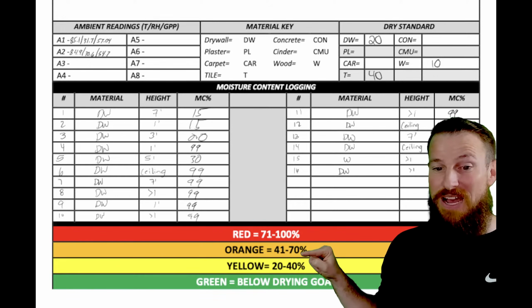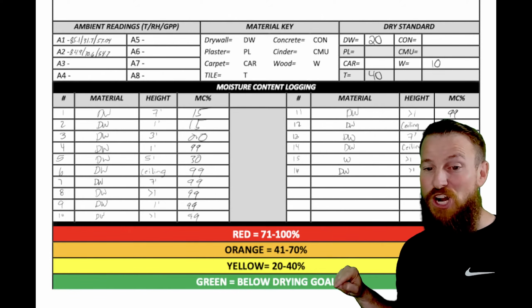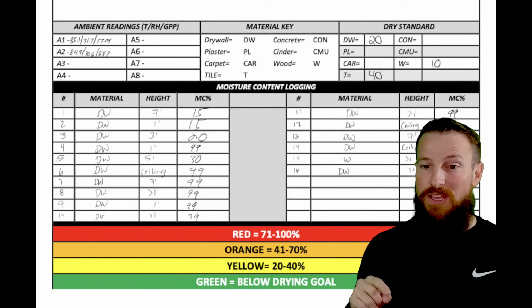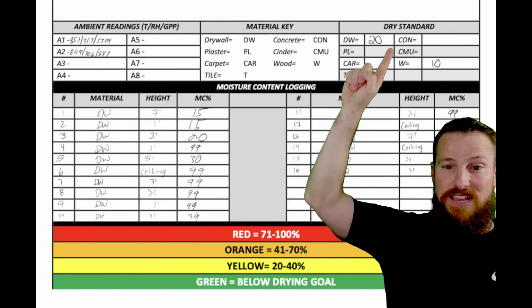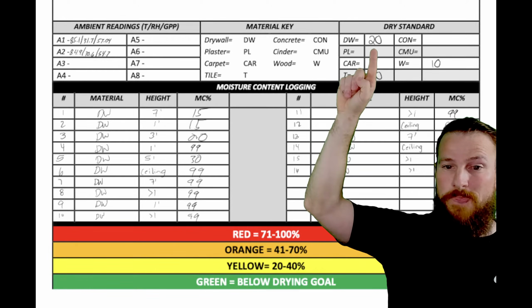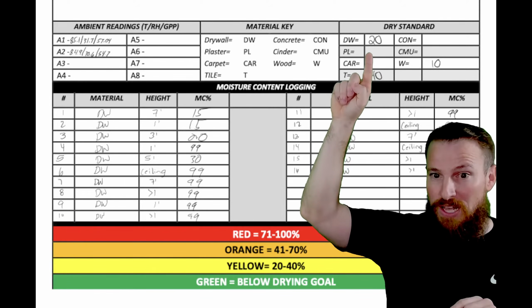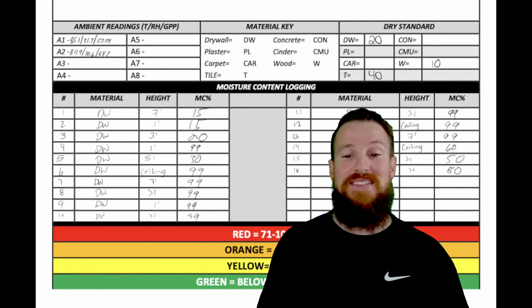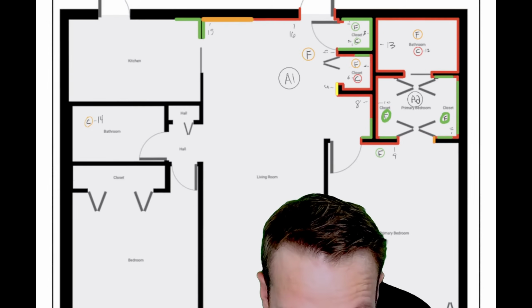Then we go a step down, we've got 41 to 70, step down, 20 to 40, and then our green is going to be below our drying goal. So just like we said, up in this area, we've got our dry standard. In this case, whenever I have a material or a wall that is a drywall wall and it is below 20%, I know that I've met my drying goals. So in this case, I would go ahead and highlight that green up here on my map.